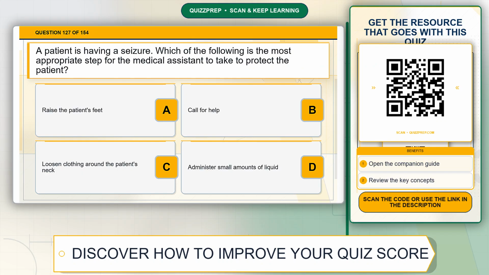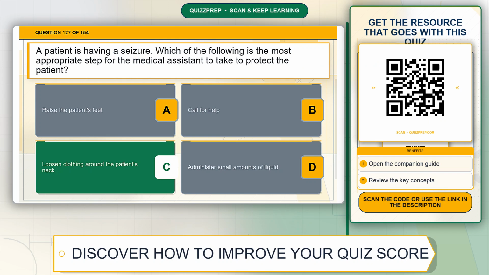Question 127. A patient is having a seizure. Which of the following is the most appropriate step for the medical assistant to take to protect the patient? Option A, raise the patient's feet. Option B, call for help. Option C, loosen clothing around the patient's neck. Option D, administer small amounts of liquid. The correct answer is option C, loosen clothing around the patient's neck.